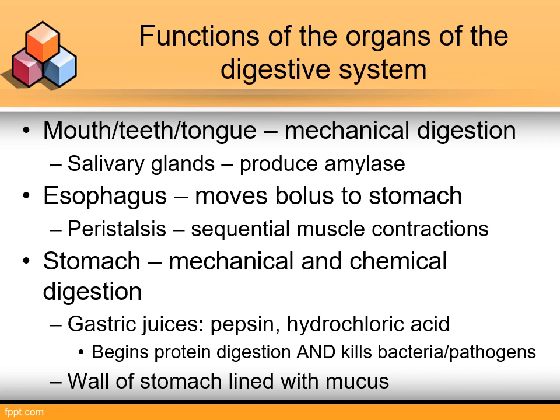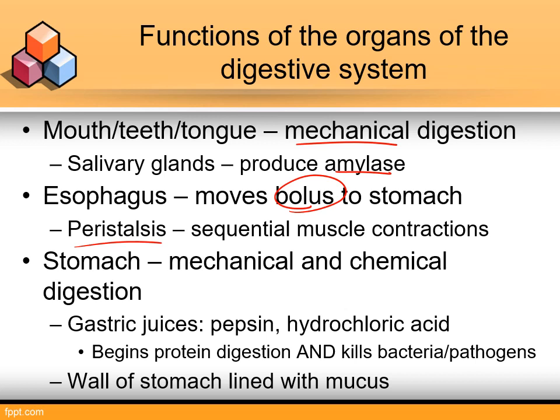All right, so a lot of these words that I just said on that previous slide, so mouth, teeth, tongue, we have that mechanical digestion. Salivary glands, our spit glands, are going to make a little bit of amylase. We're going to start to break down starch in the mouth. The esophagus is going to move that bolus, that chunk of food that we swallow, down to the stomach through that peristalsis, that sequential muscle contraction.